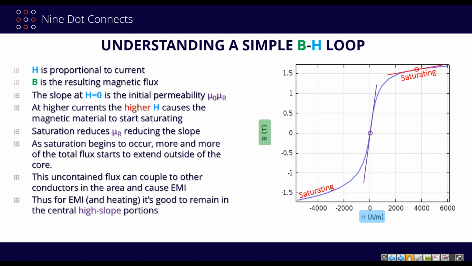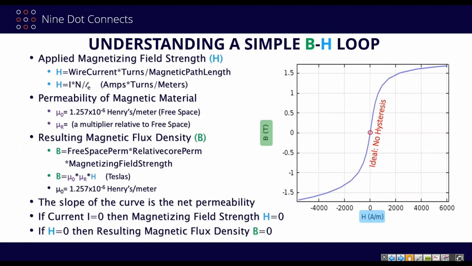As you get towards saturation, more and more of the total flux starts to extend outside of the core, which is the fringing loss that we see. So if you're worried about that EMI, don't drive it that hard. This uncontained flux can couple to other things causing EMI, and it can also cause heating. So it's good to stay away from the saturating regions, stay in the central area. There are a few uses where you have to use saturation to accomplish a goal, but those are specialty and I won't talk about them here.